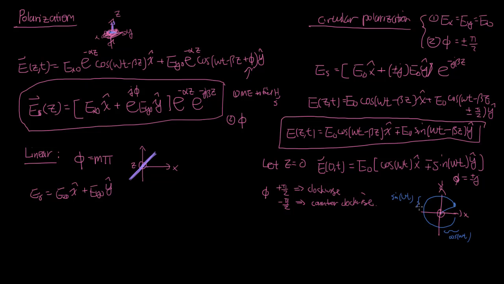If your right hand fingers curl in the direction of the circular polarization rotation, then you say it's right hand polarized. Similarly, if you have your left hand fingers curling and pointing in the direction of the rotation, then you say it's left hand circularly polarized. So let me just summarize the process.